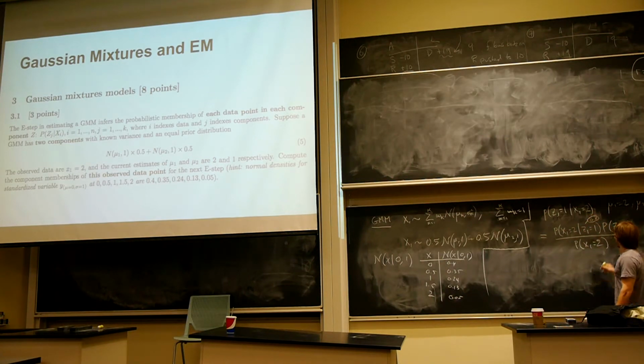Okay. How about the probability that the component equals 1? Do we know how to compute this? That's right, yeah. This is just the prior over both components. We know it's a uniform mixture, so the probability of the first component is equal to the probability of the second component. That's 0.5. That's right.